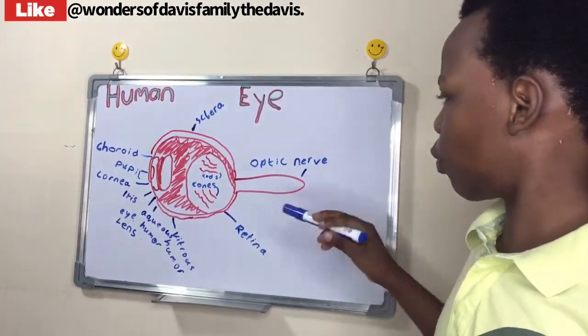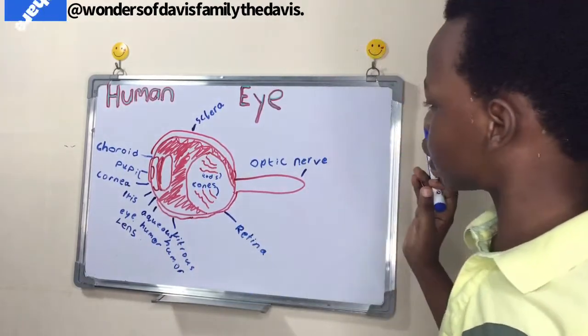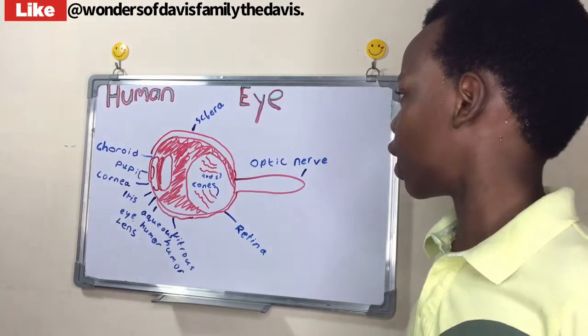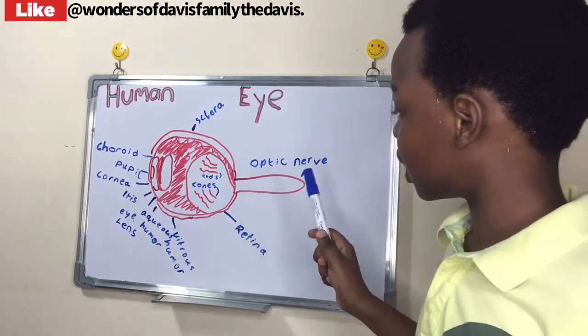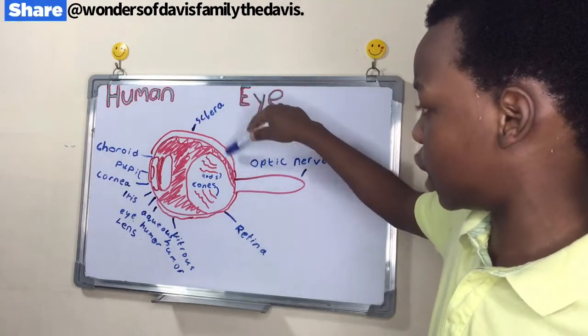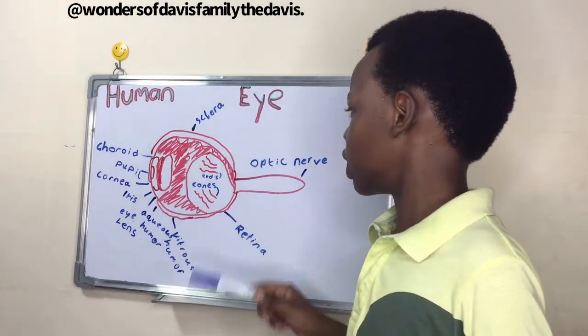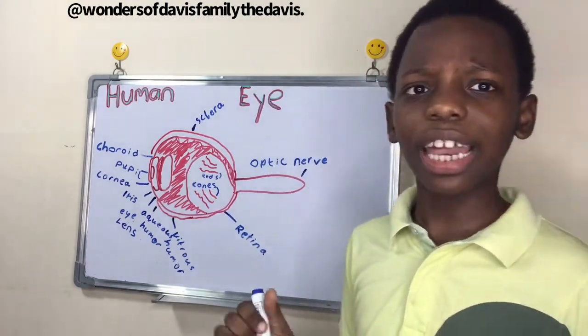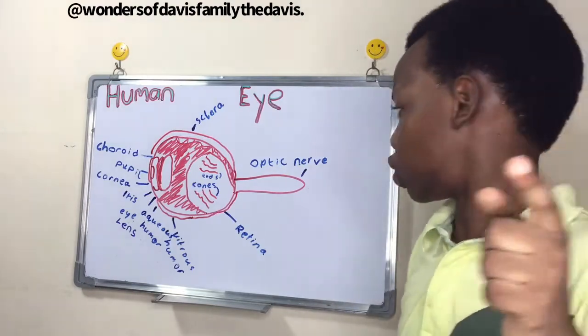Now we have the retina, one of the most important parts. It and the optic nerve are kind of in the same area and they're kind of considered the same thing. Now what the retina has, it projects an image over here. And it also has multiple membranes, like rods and cones. And if you want to know what these guys are, I'm going to explain it to you.